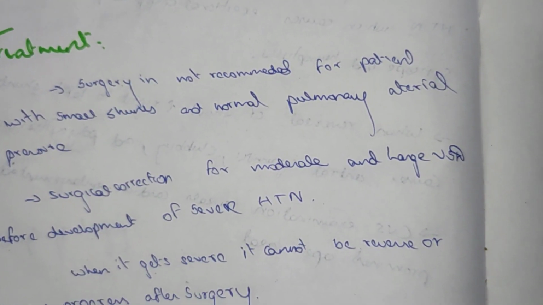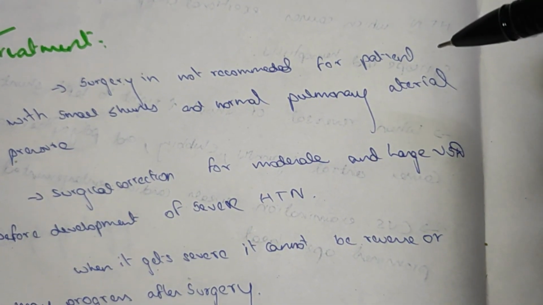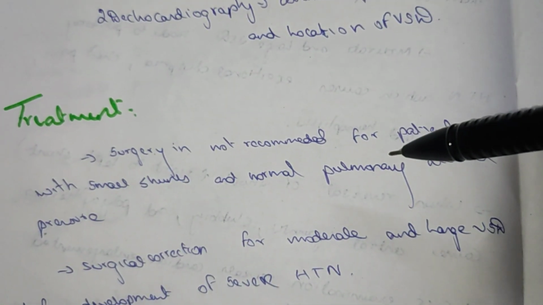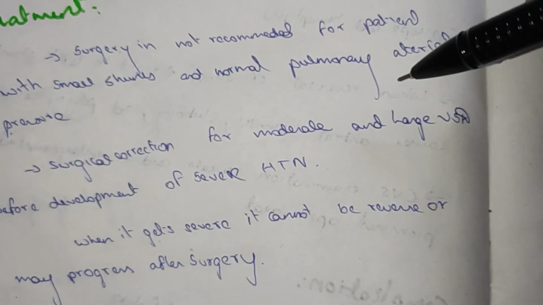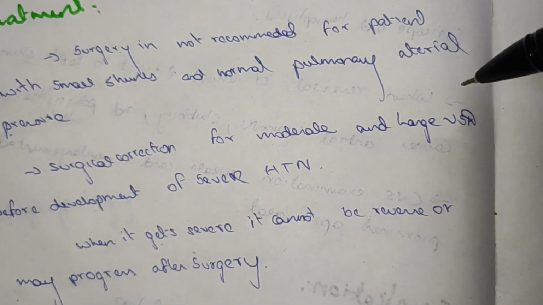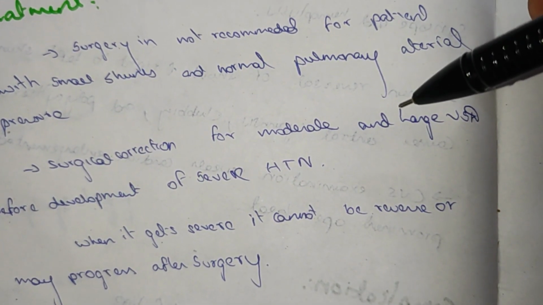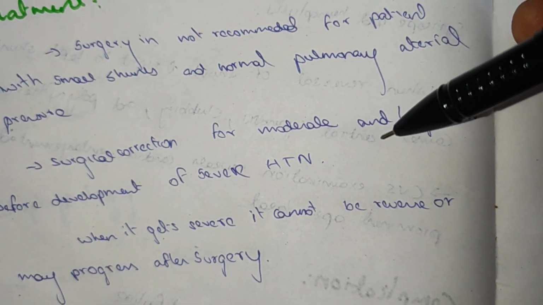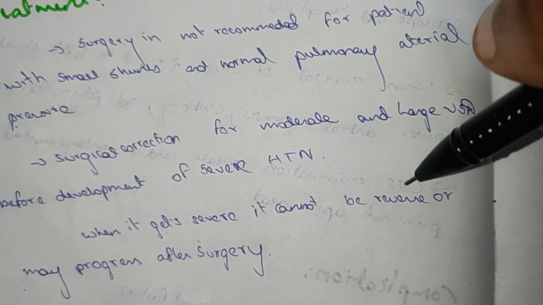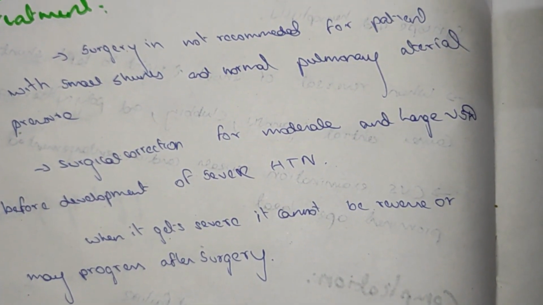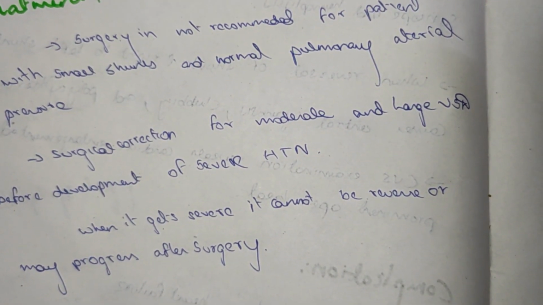For the treatment of this ventricular septal defect, surgery is not recommended for patients with small shunts and normal pulmonary arterial pressure. Surgical correction of moderate and large VSD is required before the development of severe hypertension. After it develops, the process cannot be reversed, or there will be recurrence after the surgery.